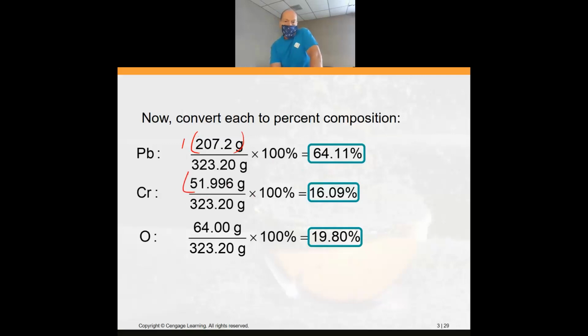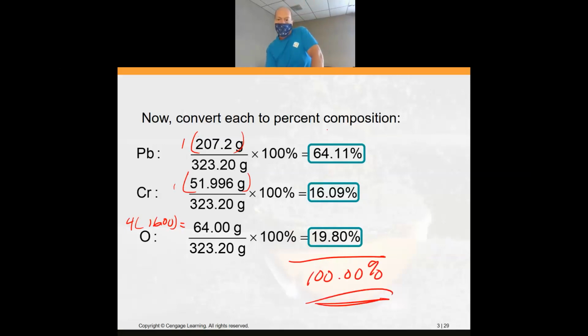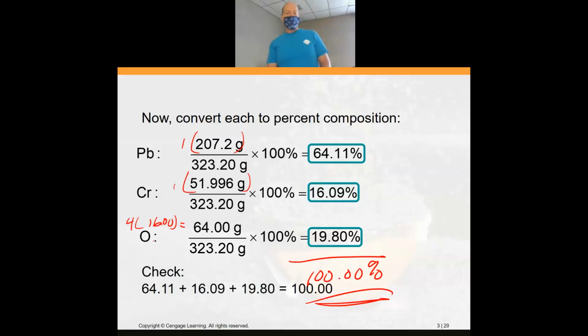All right, we only had 1 chromium. The reason why we have 64 here is because we had 16.00 times 4. That is how we got the 64. And again, when you add those up, you will get 100.00%. Make sure that you add those up. If you add those up and you get 100%, then there is a 100% chance that you got it right. So there's your check. You check to make sure, and when you add those up, you get 100%.